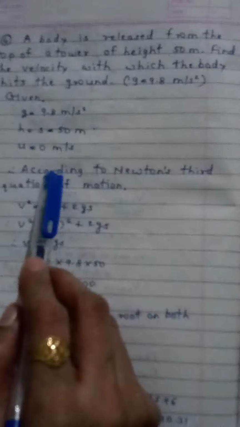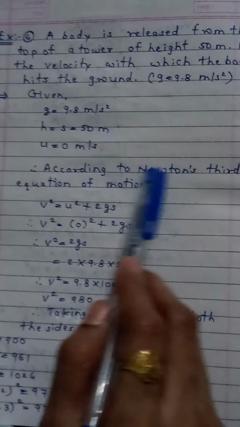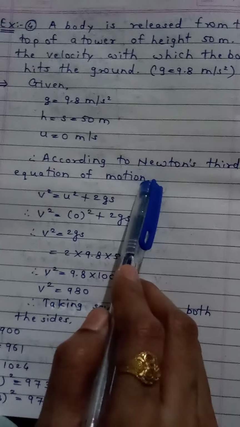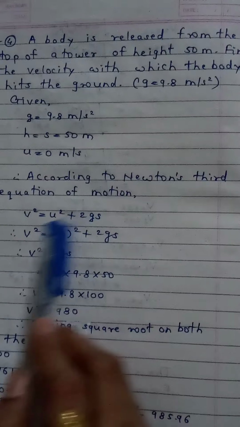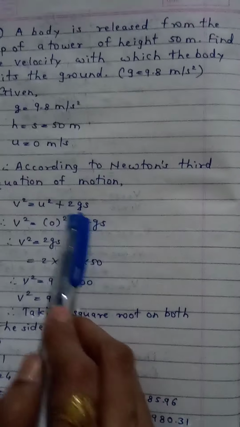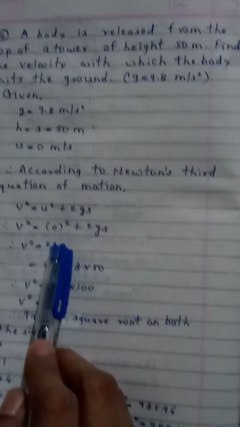and the initial velocity of the object is 0 meter per second. Now here we will solve with the help of Newton's third equation of motion, v square is equal to u square plus 2gs. Now v square is equal to 0 square plus 2gs. Therefore v square is equal to 2 into gs.